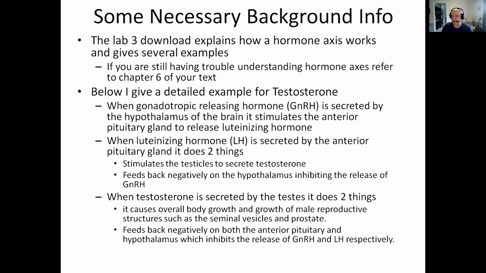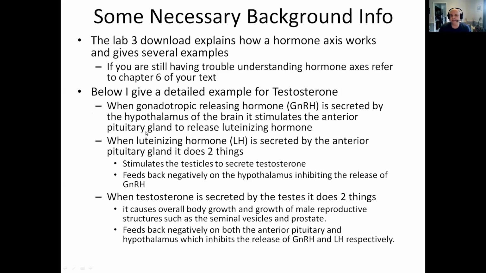And again, the laboratory that you can download actually goes into some detail on this, as well as your chapter 6 will have plenty of information about this as well. So please reference those if you don't find this video to be a good enough explanation for you. But I'm going to give you a good verbal explanation with this text here on the slides.